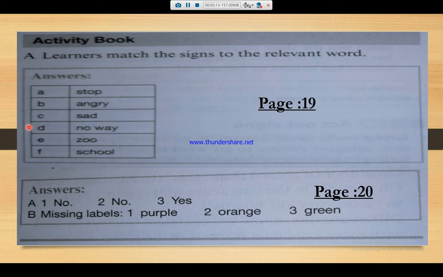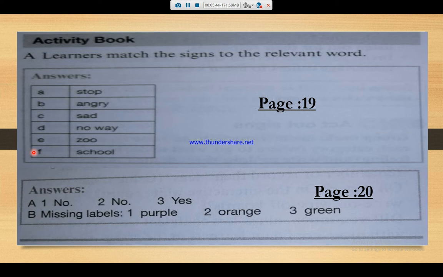Letter D, we have a sign not to turn, right? So you cannot go this way, which means no way. So please match it. It's already done for you, letter D. So let's go to letter F. We have a sign for the zoo, so match it with the word zoo. The last one is a sign for the word school. As you can see in the last sign for the word school, all the letters are capital letters.